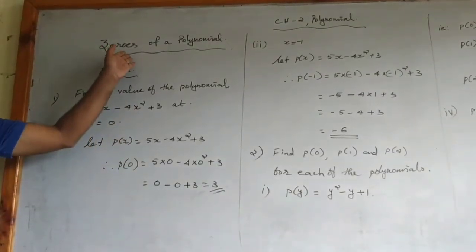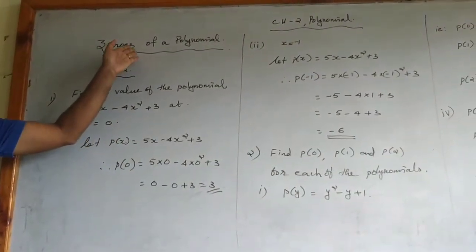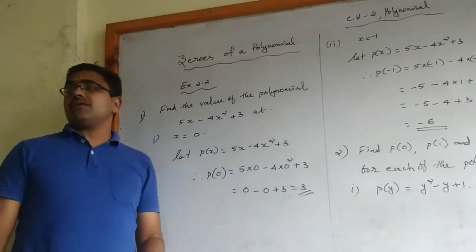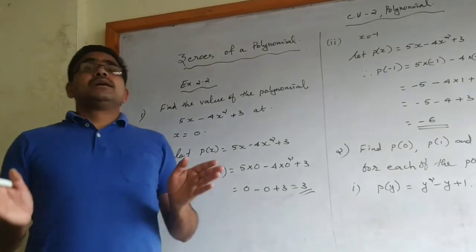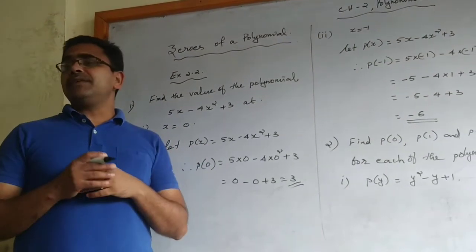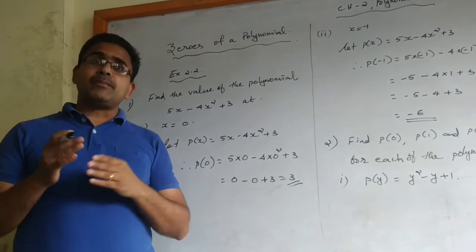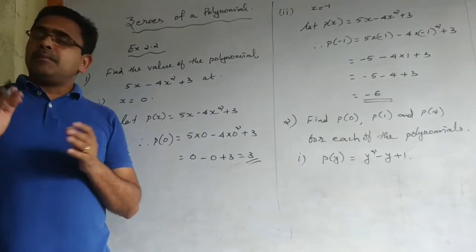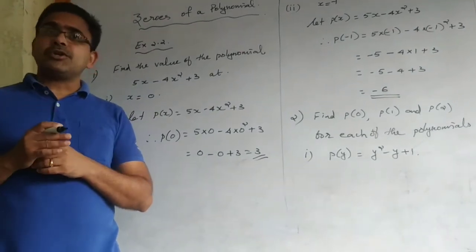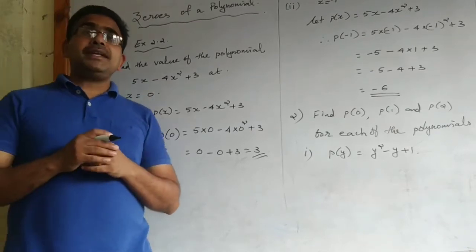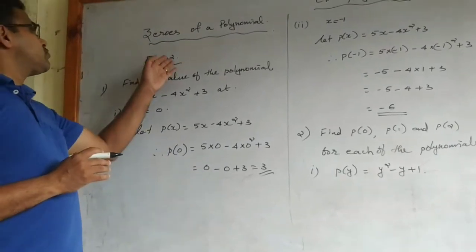Next, we are going to explain what is meant by zeros of the polynomial. Zeros of the polynomial means the value of its variable. The value of the variable we call the zeros of the polynomial, or another word we use is roots of the polynomial. But in your book it is used as zeros of the polynomial. See the question, exercise 2.2.